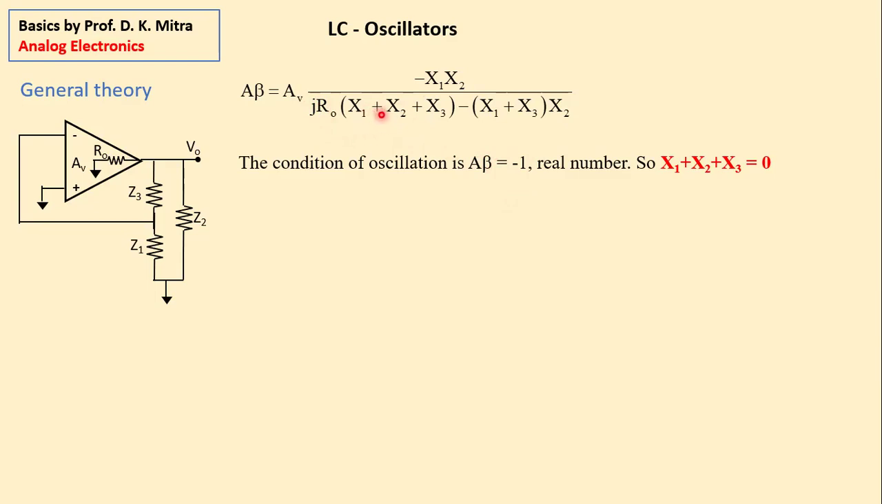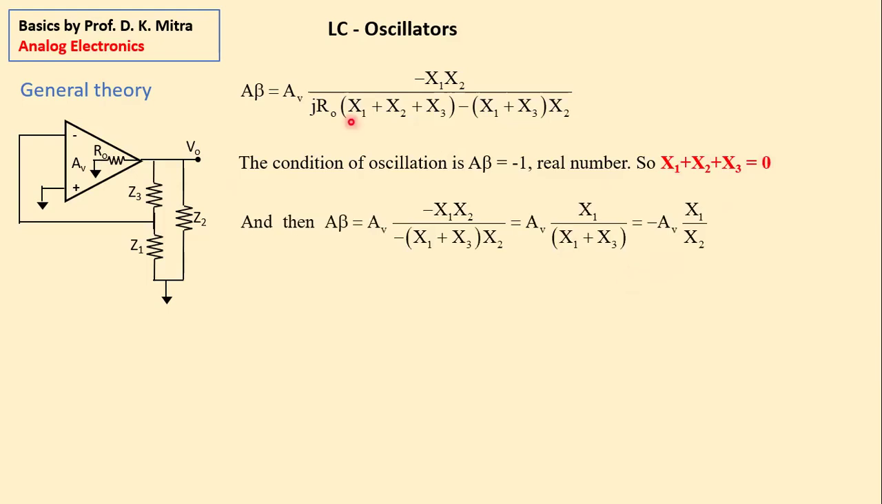That means X1 plus X2 plus X3 has to be 0. This is a very important condition. You choose the values of X1, X2, X3 in such a way that their summation is 0.